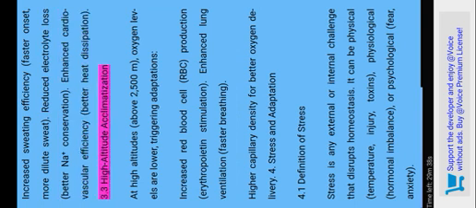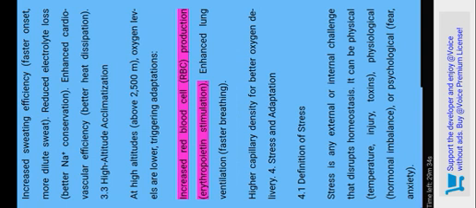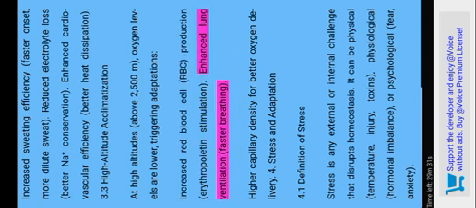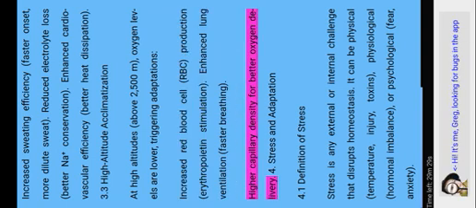3.3 High altitude acclimatization. At high altitudes, above 2,500 meters, oxygen levels are lower, triggering adaptations. Increased red blood cell, RBC, production, erythropoietin stimulation. Enhanced lung ventilation, faster breathing. Higher capillary density for better oxygen delivery.